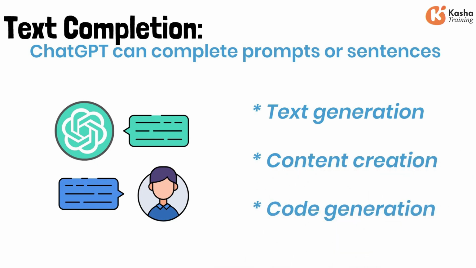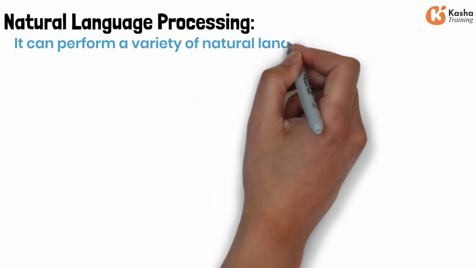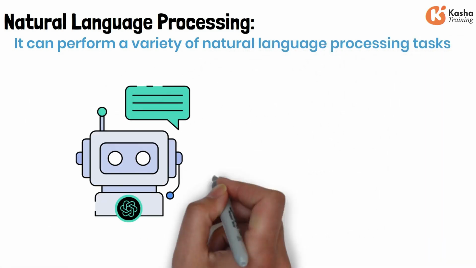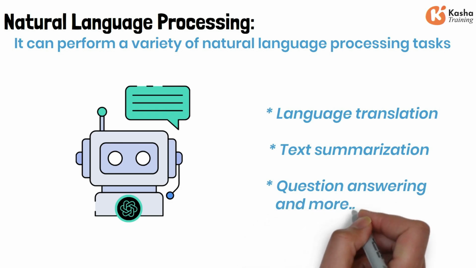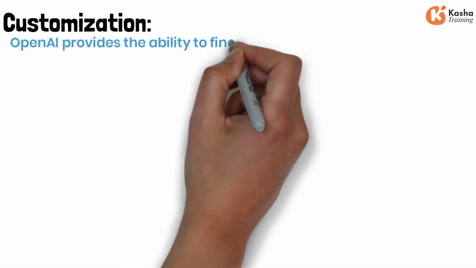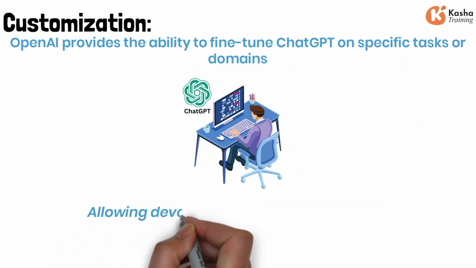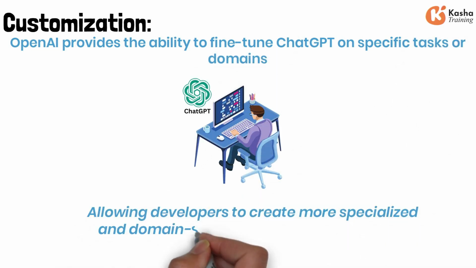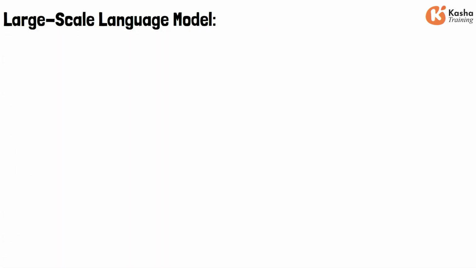Natural language processing. It can perform a variety of natural language processing tasks, such as language translation, text summarization, question answering, and more. Customization. OpenAI provides the ability to fine-tune ChatGPT on specific tasks or domains, allowing developers to create more specialized and domain-specific conversational agents. Large-scale language model.